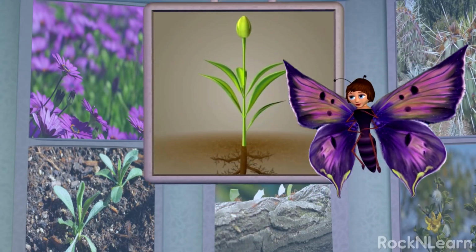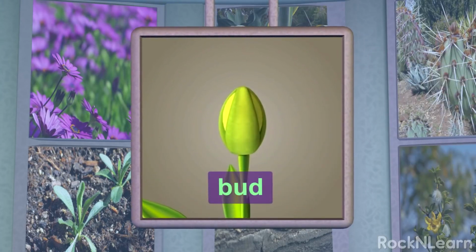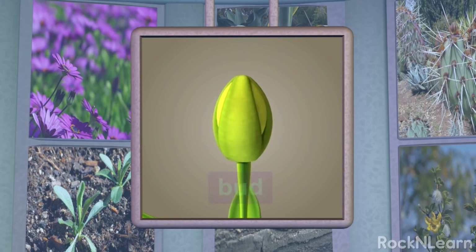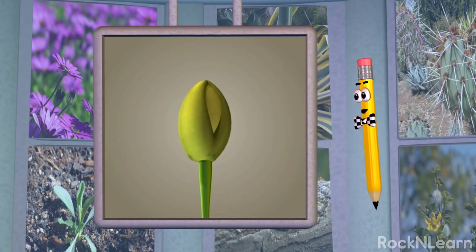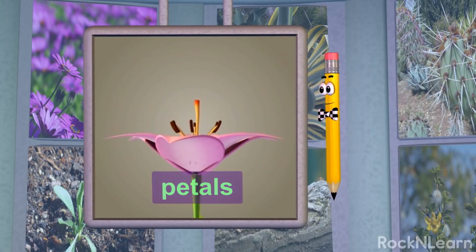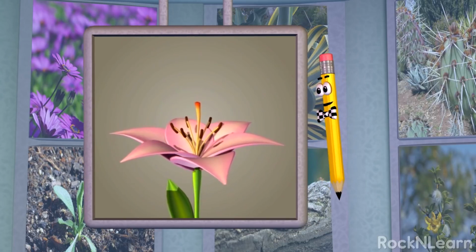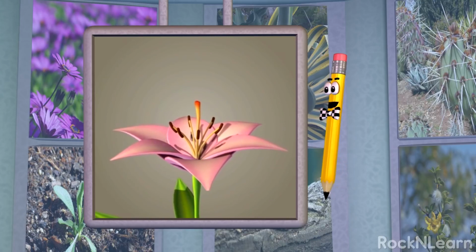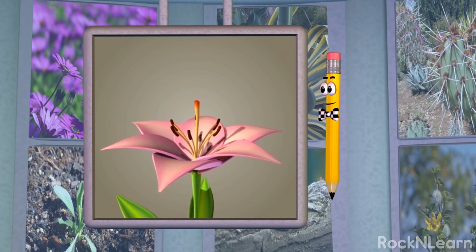Let's take a closer look at a flower. First, check out this bud. See the tiny green leaf-like parts around the bud? Those are called sepals. They help to protect the bud as it develops. As the flower opens, the petals become the main attraction. Get it? They're the main attraction because they help attract pollinators such as bees, bats, birds, and even butterflies.